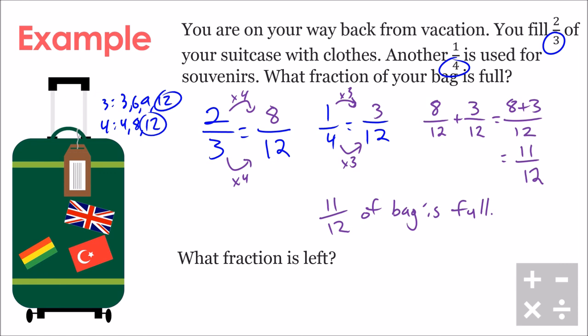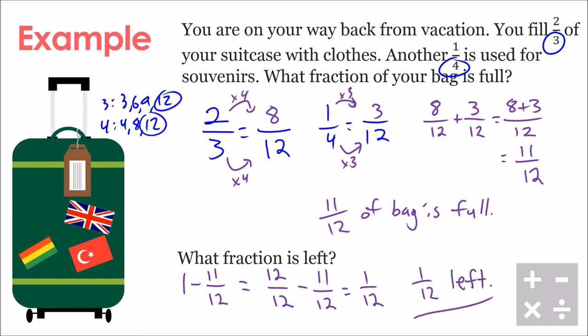Now, so I'm looking at 1 minus 11 over 12. You should remember that I can rewrite 1 as a whole over a whole. So I can go 12 over 12 in this case, because that is what my denominator is, minus 11 over 12. 12 minus 11 gives me 1 twelfth. So I have 1 twelfth left. And I am done that question. Now we should have a good idea of how to add and subtract fractions with unlike denominators. Let's try it out.